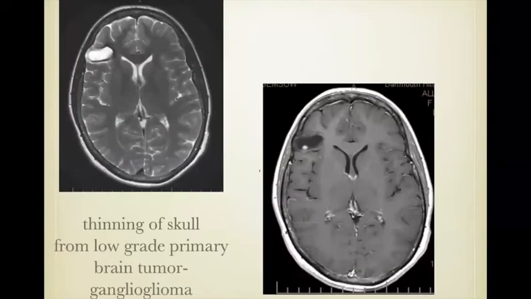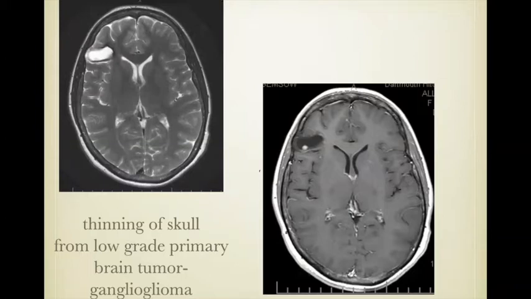On the other hand, this example, and I showed this to you in MR, but of course the same finding would be evident on the CT scan, is that you can see that there's thinning of the bone in this location. The diploic space is narrowed. Here's the normal diploic space in this location. This is due to mass effect from an intraaxial tumor in this case.